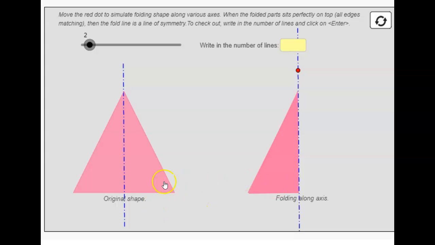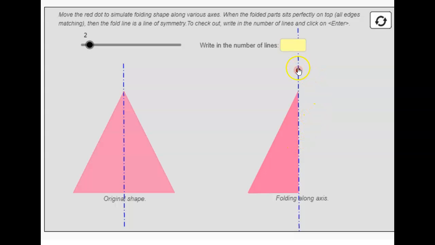I look at this one and I see, oh, here we go. These are matching already up perfectly. Here these edges match and this edge matches, and of course this is the folding line right here, so it is an edge and that matches. Both of these figures are triangles and they're both fitting perfectly. So that's a line of symmetry.